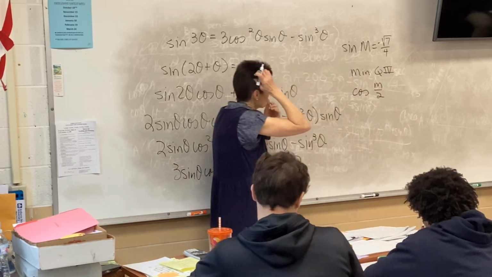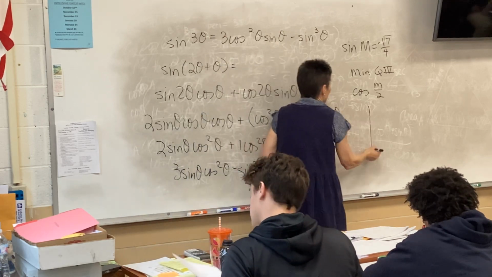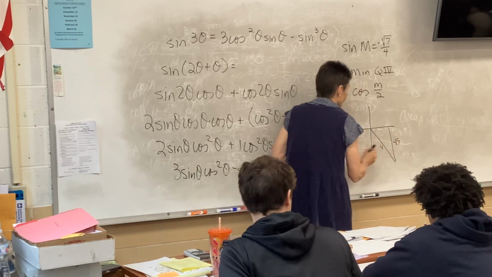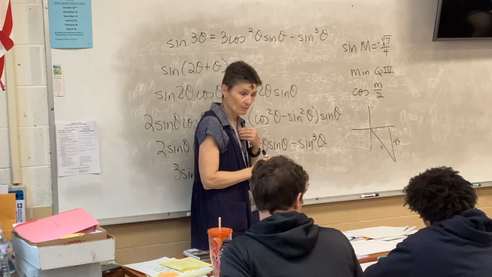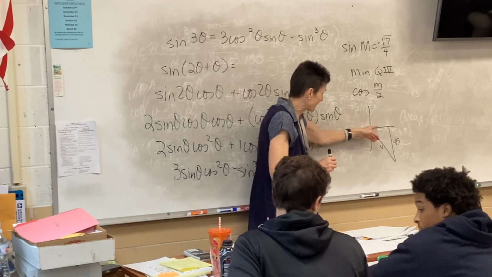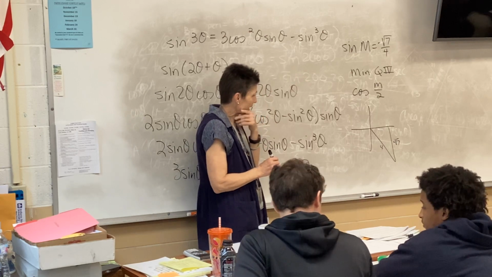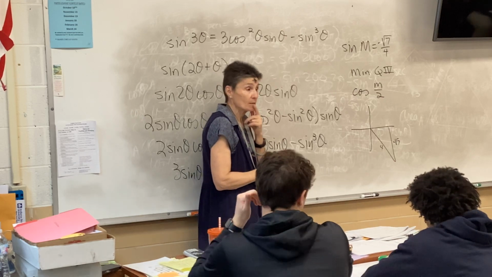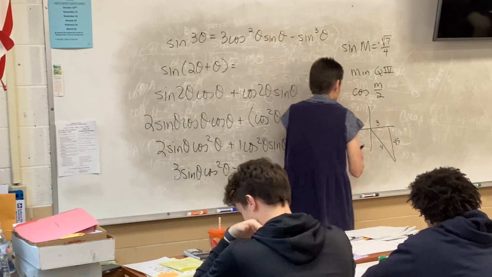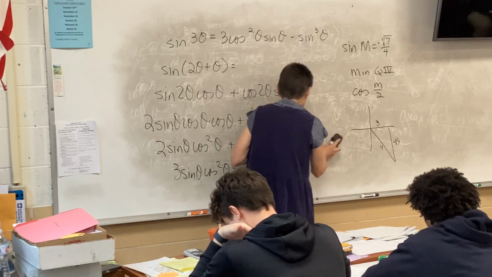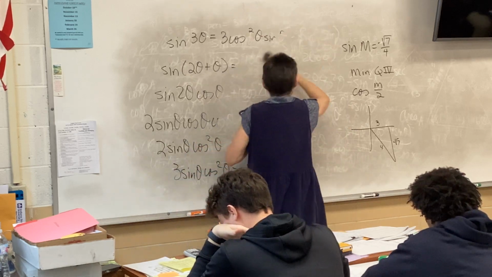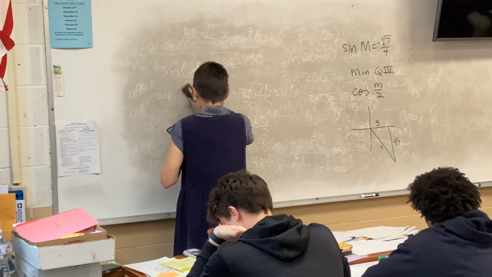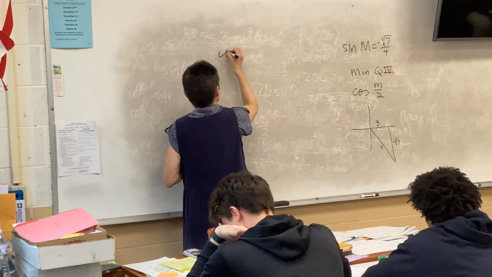So first I'm gonna draw a picture of what I was given. In quadrant 4, I know the sine is negative square root of 7 over 4. So I'm gonna do my Pythagorean theorem and figure out what the missing side is. What will that missing side be? 3. 16 minus 7 is 9, square root of 9 is 3. So that's the given. Now I need to figure out the cosine of m over 2.